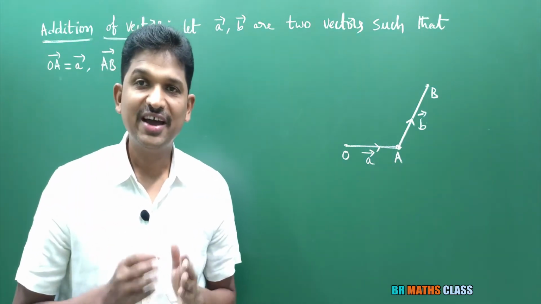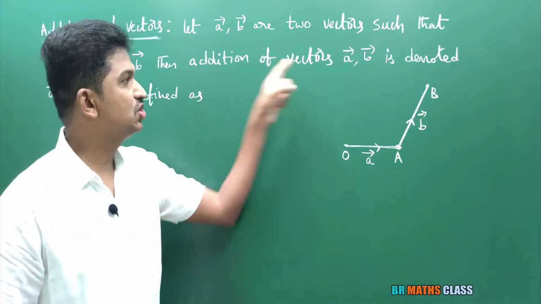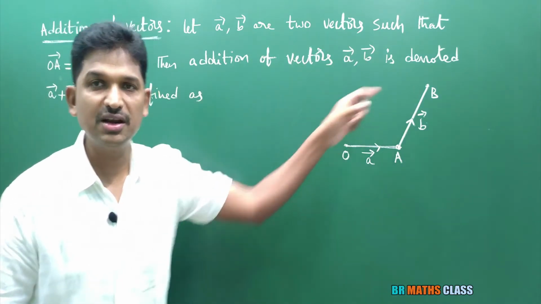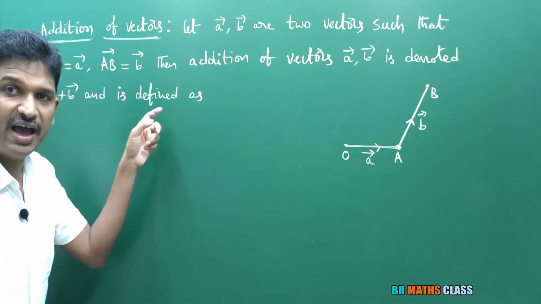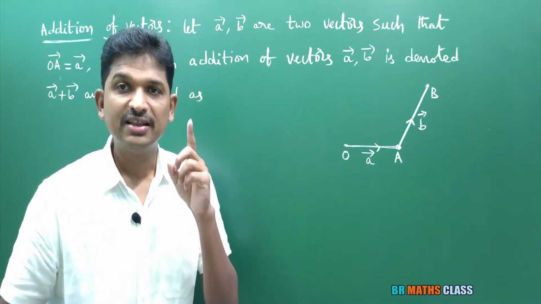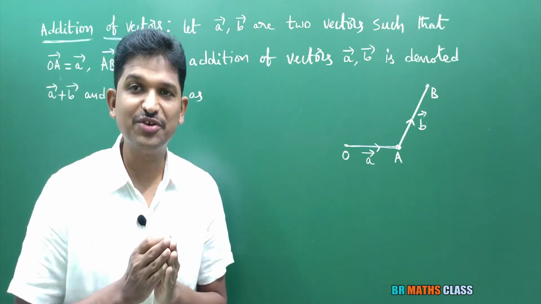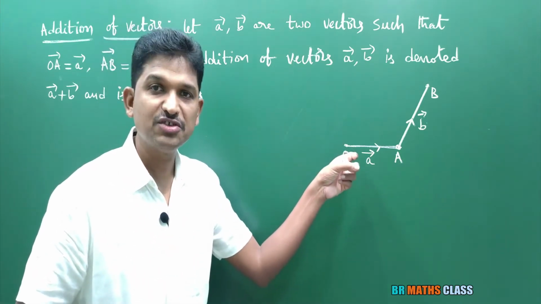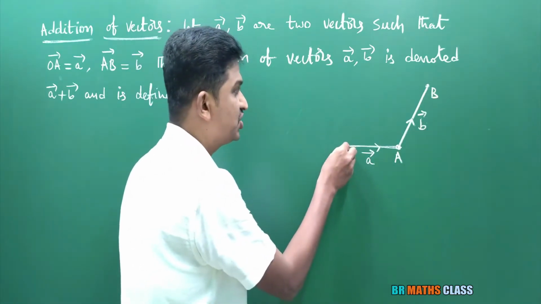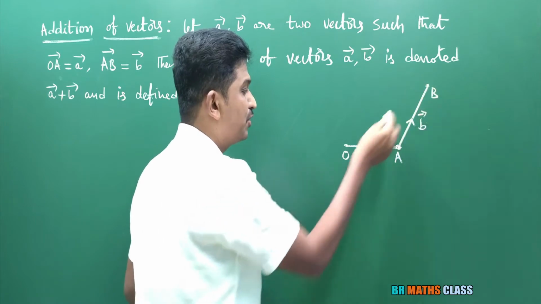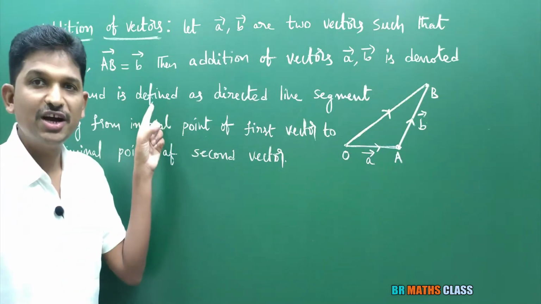So what happened? I considered two vectors A bar, B bar like this. Then the addition of vectors A bar, B bar is denoted by A bar plus B bar. That addition is defined as, listen to this carefully, the directed line segment joining the initial point of the first vector to the terminal point of the second vector. You join them. This is the initial point of the first vector. This is the terminal point of the second vector. You join them.